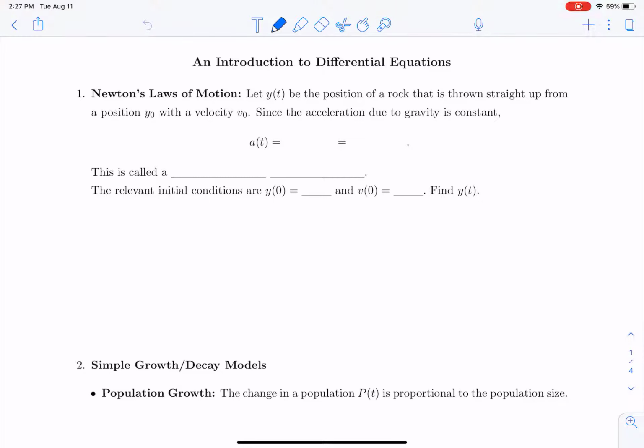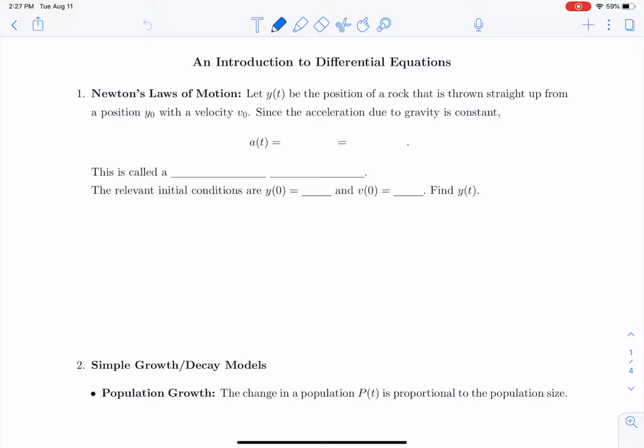I would like to begin with an introduction to some simple differential equations. Differential equations are something that you have encountered before, either in your Calculus 1 class or Calculus 2 class, so I would like to start with some familiar examples.